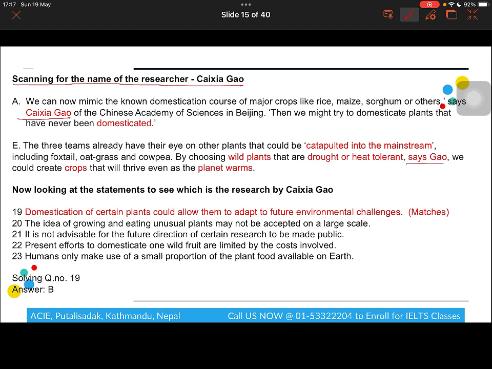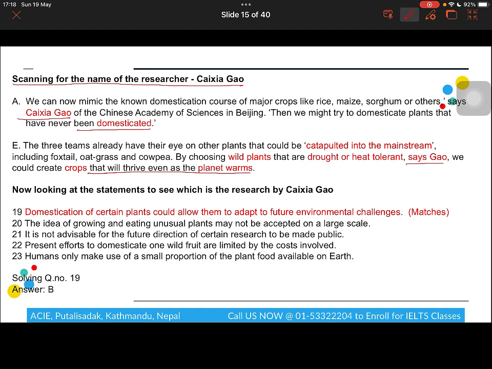So let us read what Gao says about domestication of plants. We can now mimic the known domestication course of major crops like rice or others of the Chinese Academy. Then we might try to domesticate plants that have never been domesticated. Okay. She also talks about the 3 teams already having their eye on other plants that could be catapulted into the mainstream, including foxtail, oatgrass, and cowpea, by choosing wild plants that are drought or heat tolerant. Says Gao, we could create crops that will thrive even as the planet warms. So she's talking about environmental challenges.